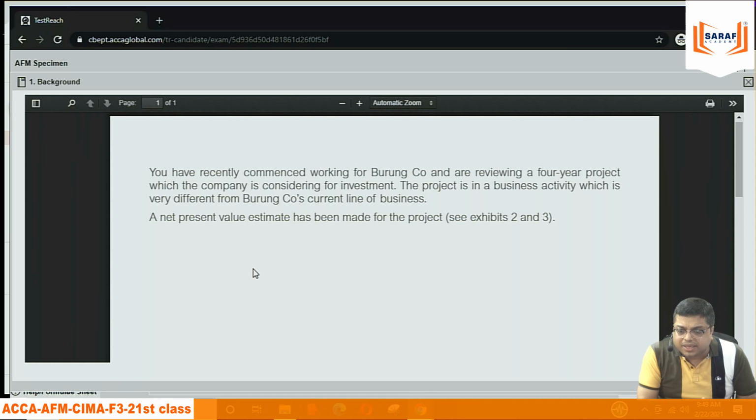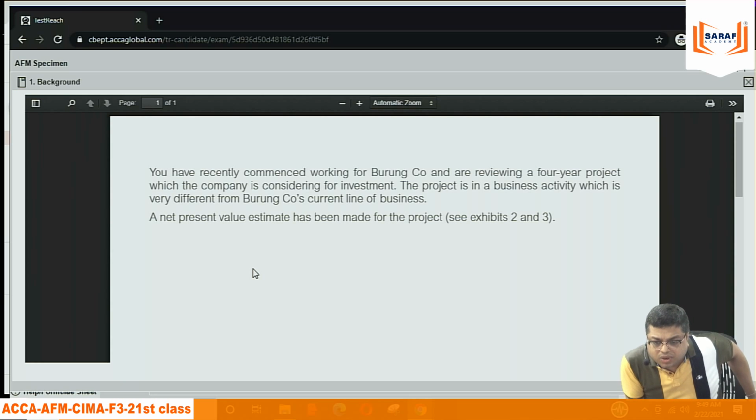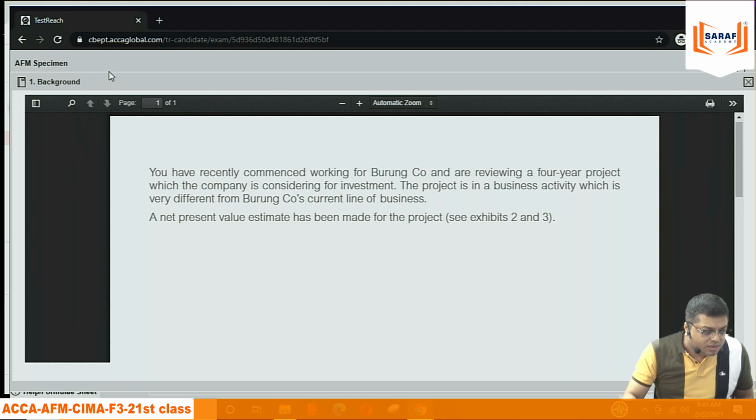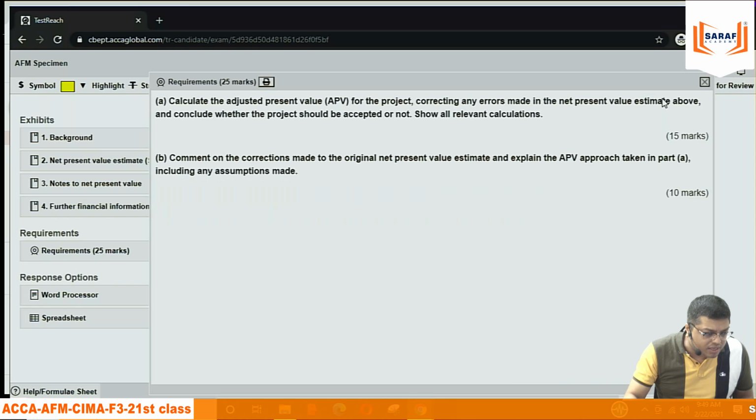You have recently commenced working for B company and are reviewing a 4-year project which the company is considering for investment. The project is in a business activity which is very different from B company's current line of business, maybe a conglomerate. A net present value estimate has been made for the project, shown in the exhibit. So they have calculated the net present value and shown it. Okay.